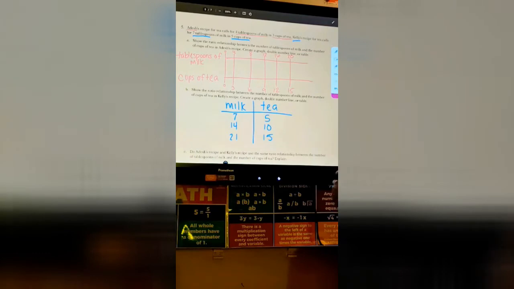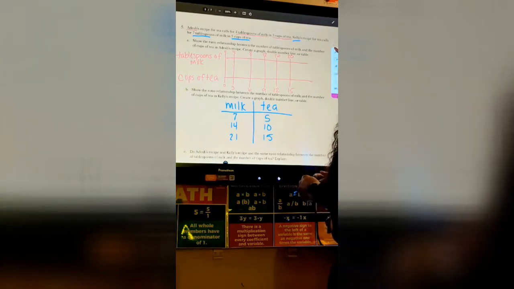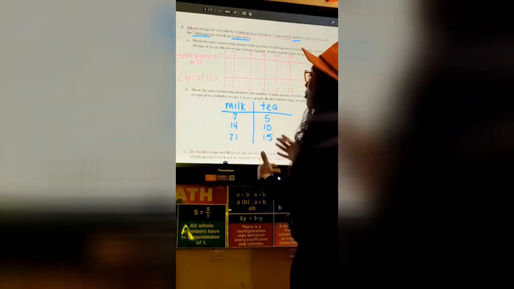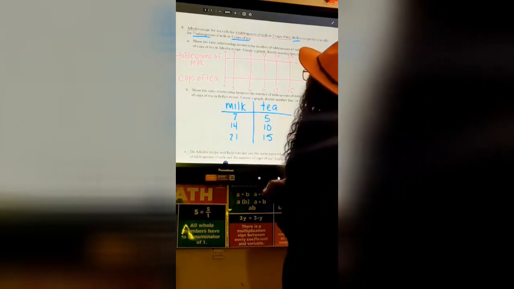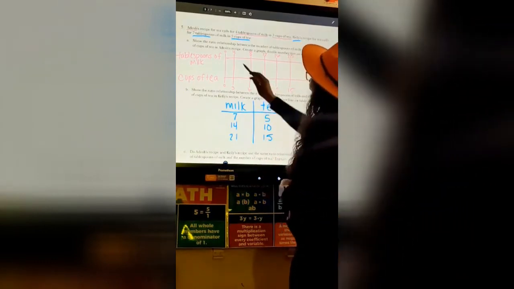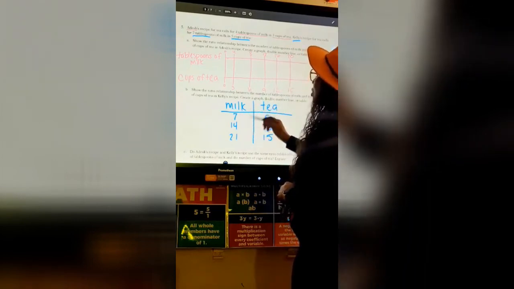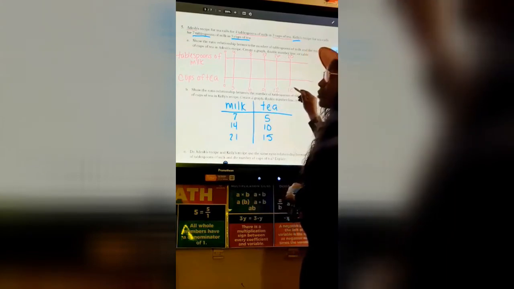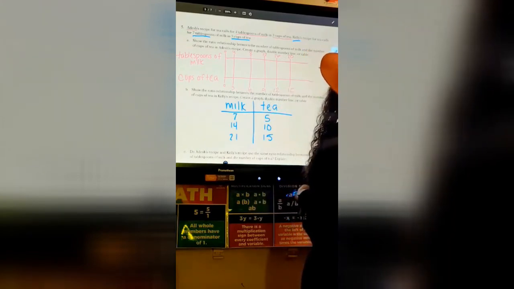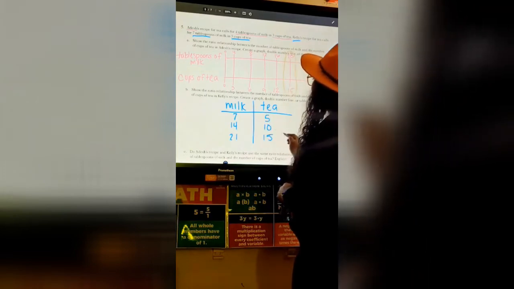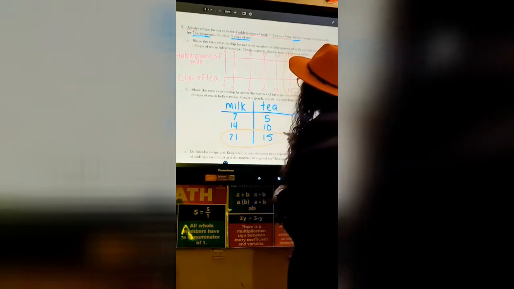Part C says, do Adesha's recipe and Kelly's recipe use the same ratio relationship between the number of tablespoons of milk and the number of cups of tea? So I'm not going to actually write my response on here, but I will say it out loud. So I look up here and I don't see any of these numbers represented here. So then I'm going to go down here. And so that's when I saw the 15. So I'm actually going to circle this one up here. And then I'm going to find 15 here and circle it.